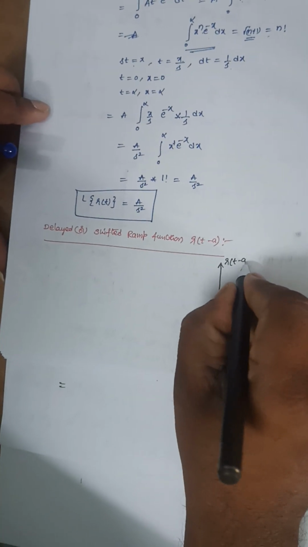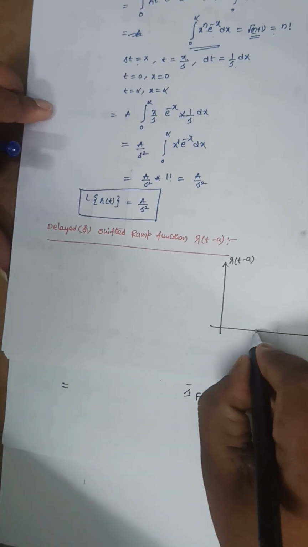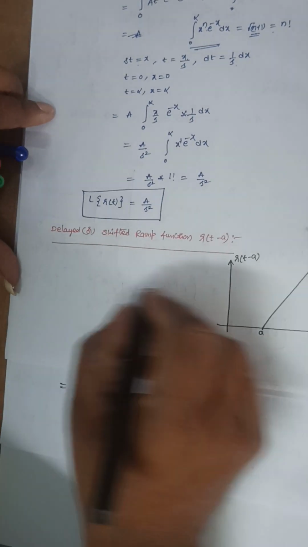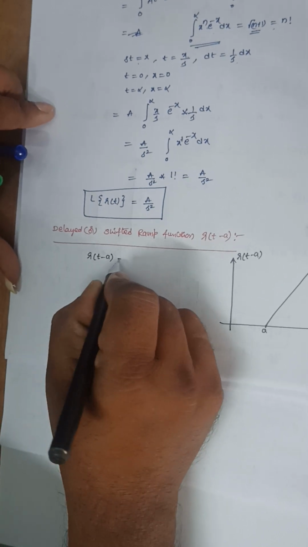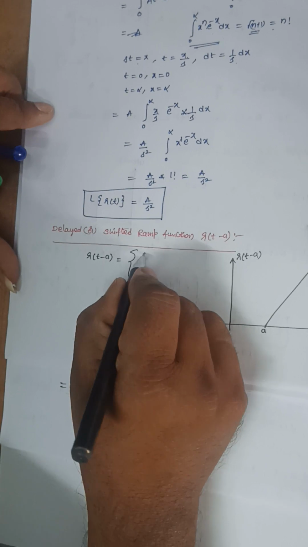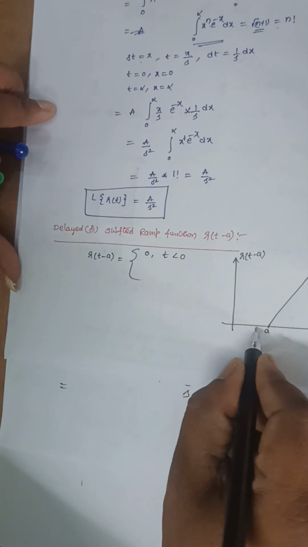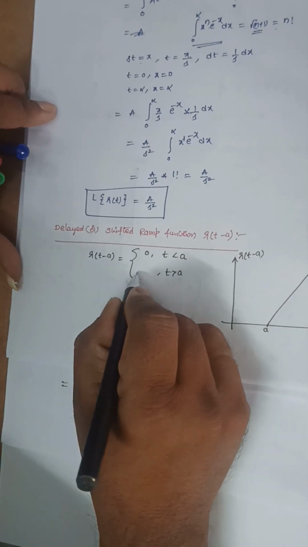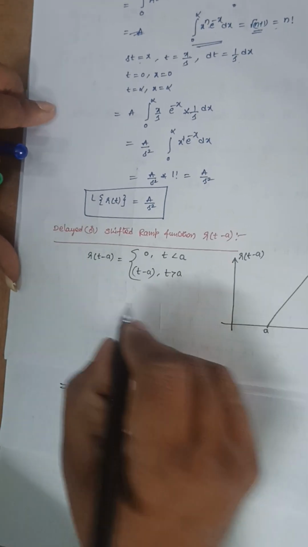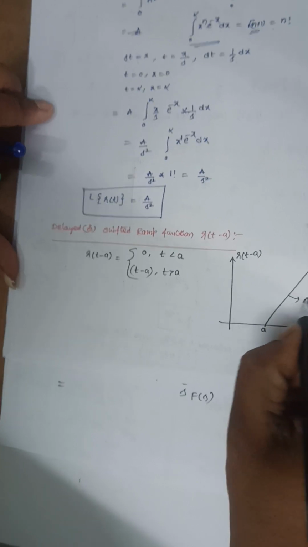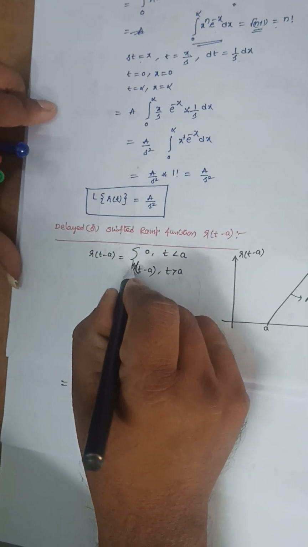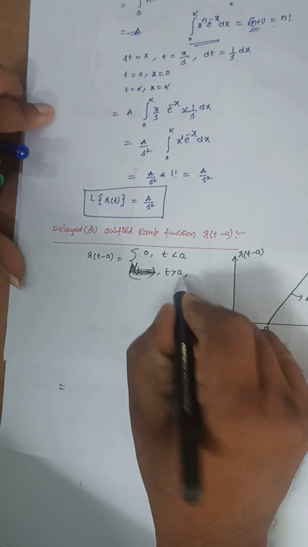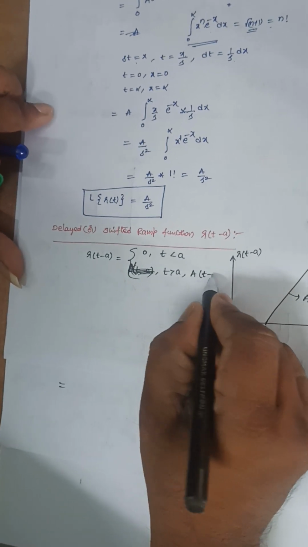It is a delayed ramp function r of t minus a. It is t, and it will start from this point, that is a. Okay, and this shifted or delayed ramp function can be defined as r of t minus a is equal to 0 for t less than a. For t less than a it is 0, and for t greater than a it is t minus a. It is not t, it is t minus a. Sorry, the slope of this curve, let us assume, is a, and this is a into t minus a. So for t greater than a it is a into t minus a.